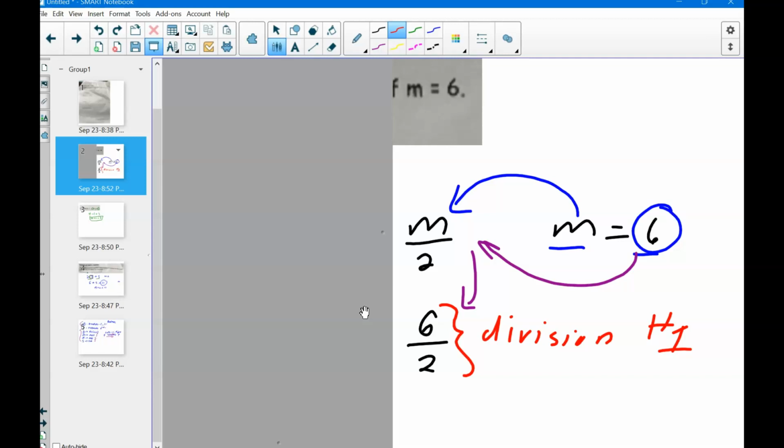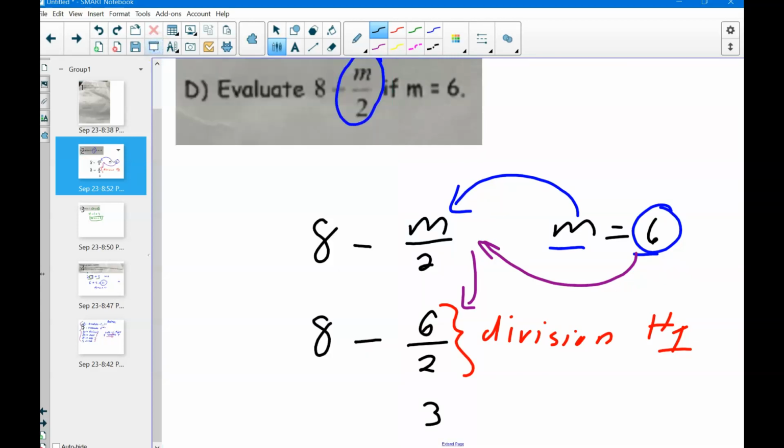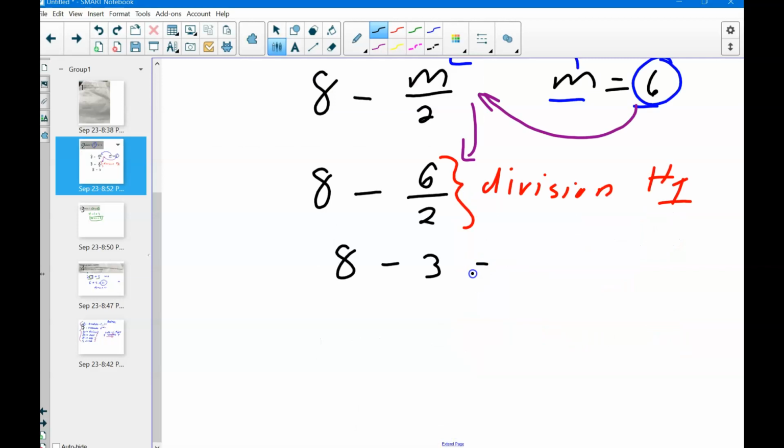So the 6 over 2 is actually division. So 6 divided by 2 will give us a number, and the number is going to be 3. And that's all you worry about. Awesome. Then take the screen away. Don't change the color, just take it away. And now we just have 8 minus 3. And the answer is 5.